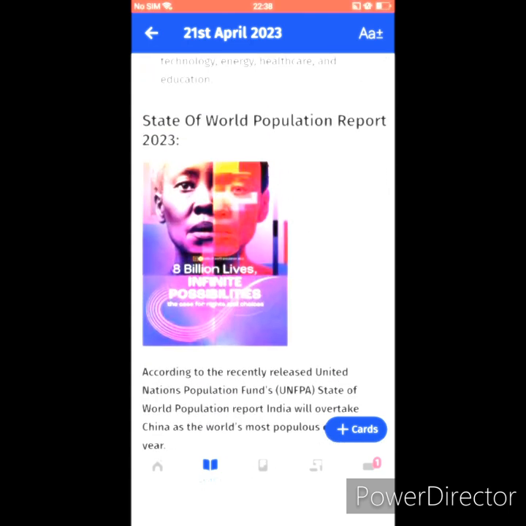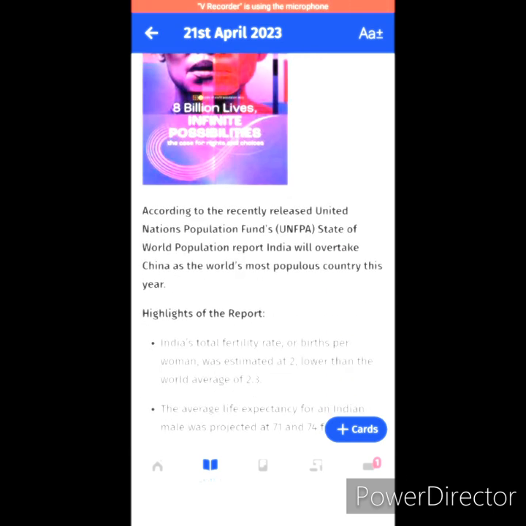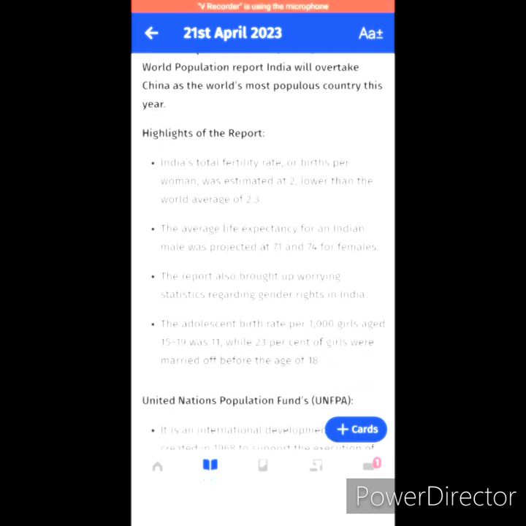State of World Population Report 2023, the very next report. According to the recently released United Nations Population Fund State of World Population Report, India will overtake China as the world's most populous country this year. Highlights of the report.